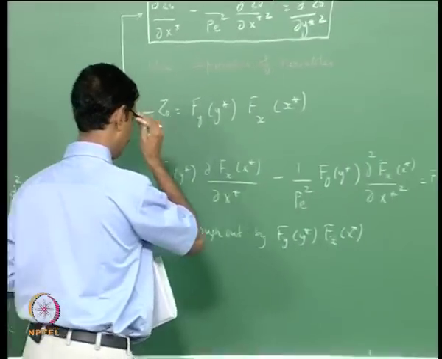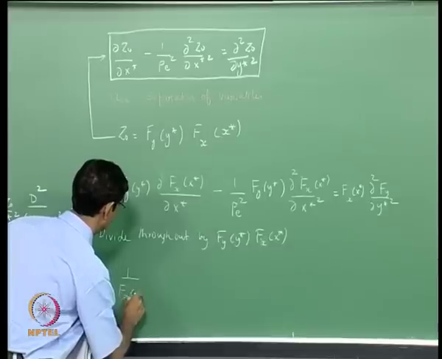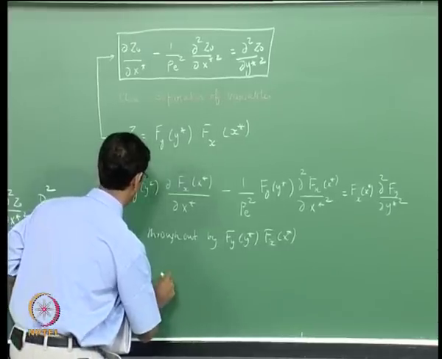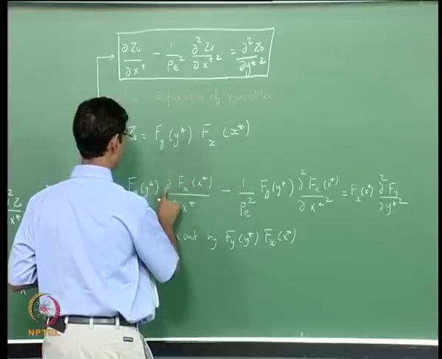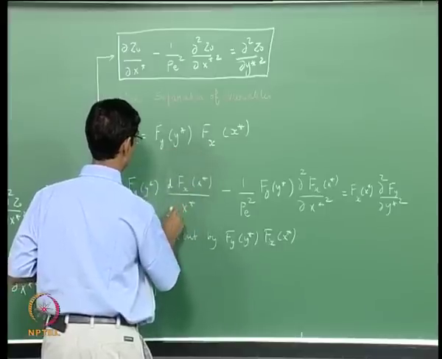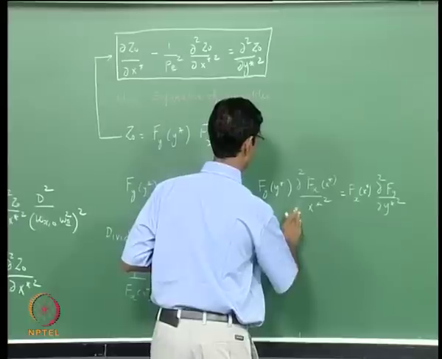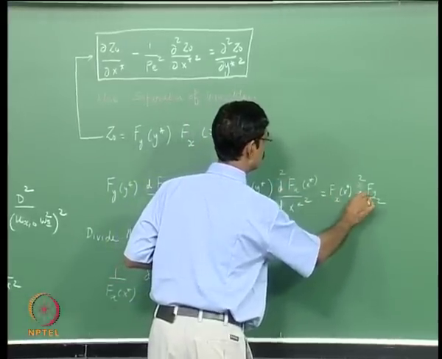So if we divide this, what you will get is 1 over f of x x star, actually I can write d instead of dou because each is a function of only that variable, so I do not need to write partial derivative, it is simple derivative.